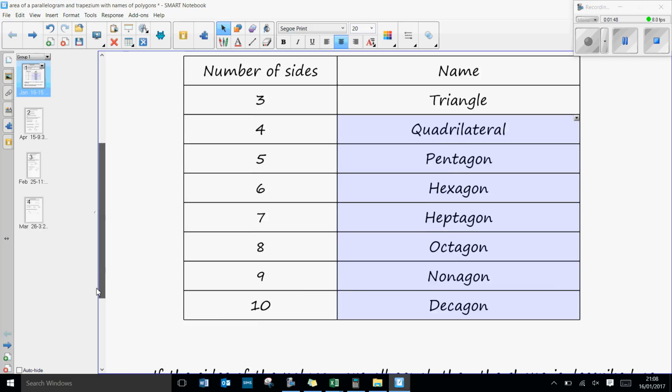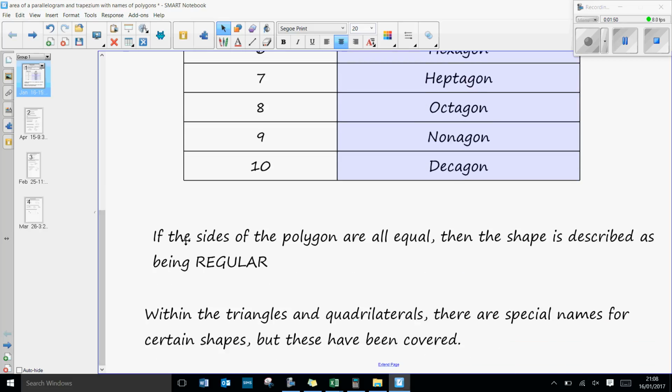Please note at the bottom here, if the sides of the polygon are all equal to each other, then it's described as a regular shape. So it would be a regular heptagon or a regular octagon, etc. Within the triangles and quadrilaterals, there are special names for certain shapes, but these have been covered. So recap, area and perimeter.